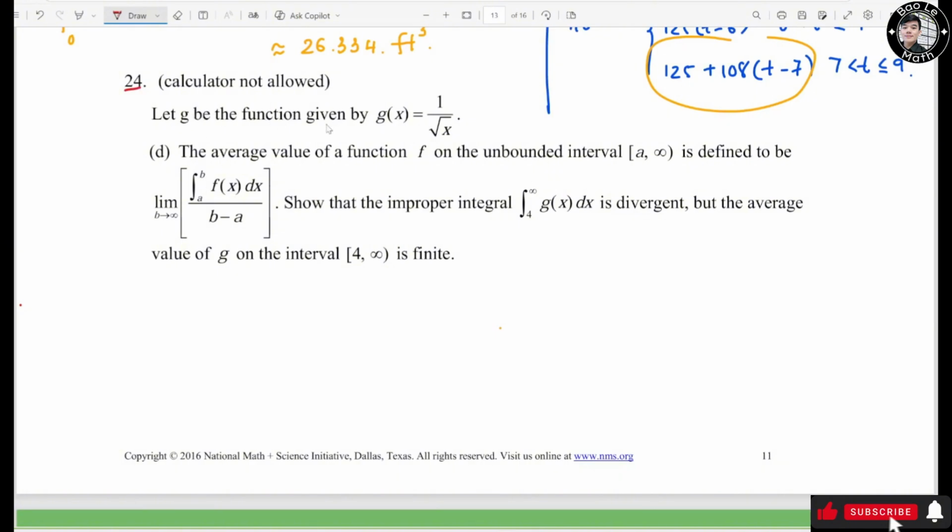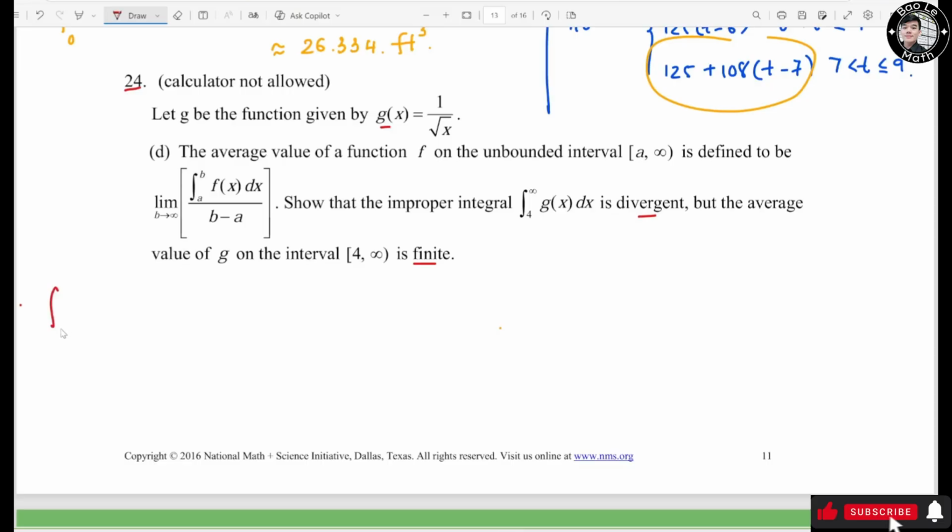Now let's move on to question 24. Let g be the function given by g of s equals 1 over square root of s. The average value of a function f on the unbounded interval a to infinity is defined by this guy. Show that the improper integral from 4 to infinity of g of s ds is divergent, but the average value of g on the interval 4 to infinity is finite.